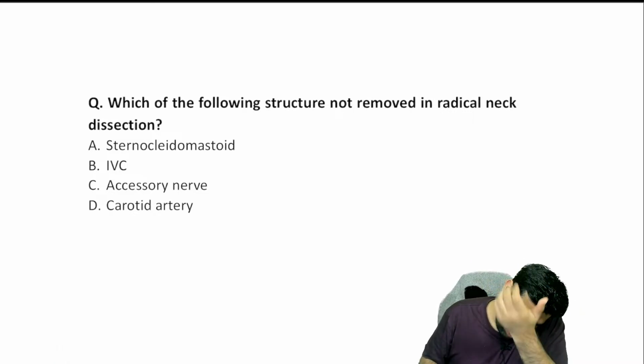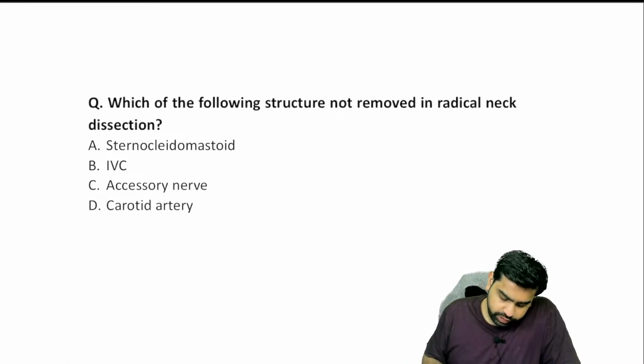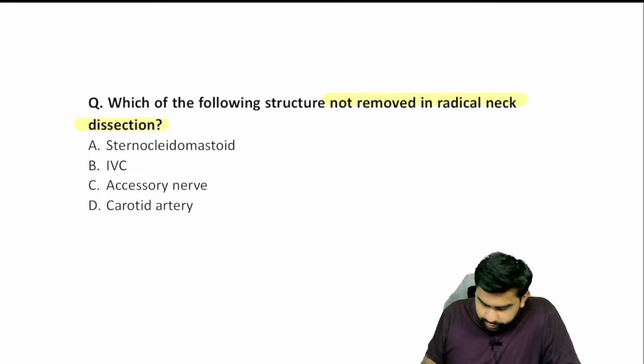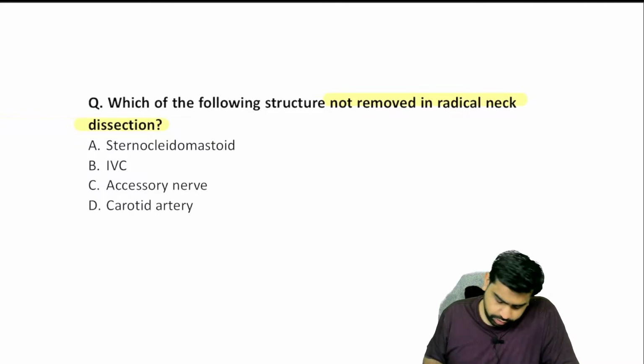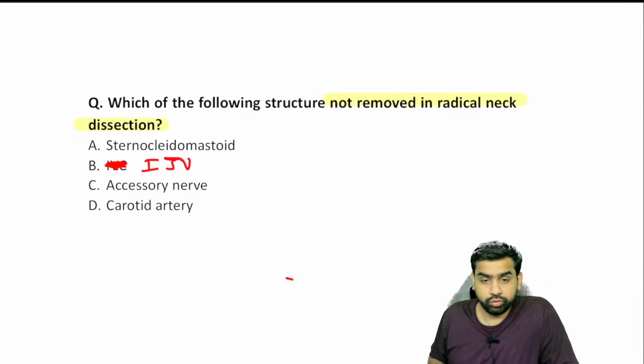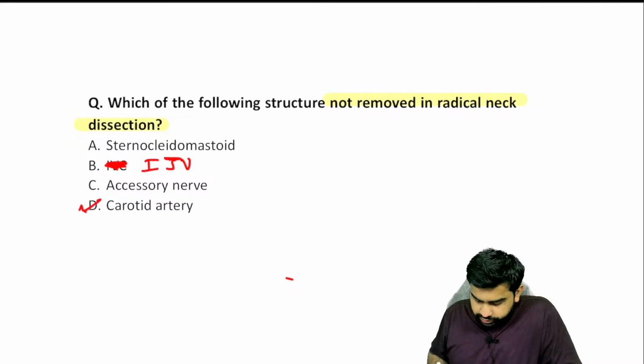Now, which of the following structures is not removed in the radical neck dissection? Sternocleidomastoid, inferior vena cava, accessory nerve, and the carotid artery. No, it should not be the inferior vena cava, it should be the IJV, internal jugular vein. So: sternocleidomastoid, internal jugular vein, accessory nerve, and the carotid artery. Obviously the answer here is the carotid artery.